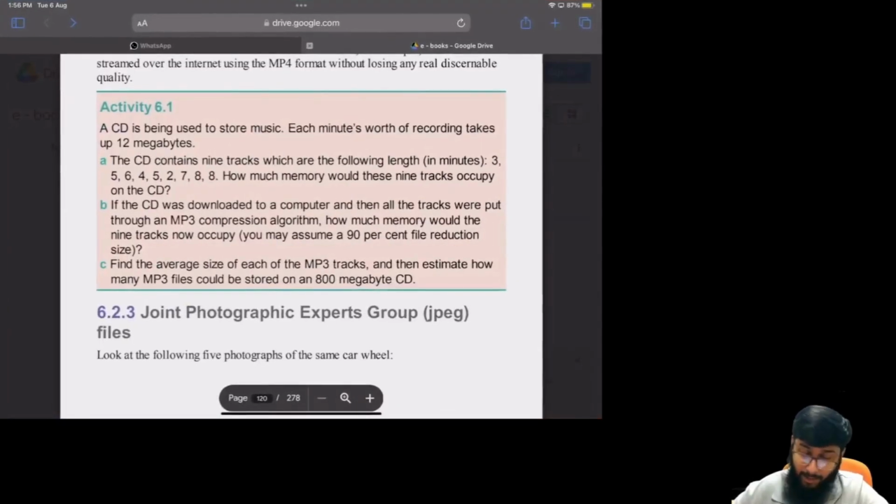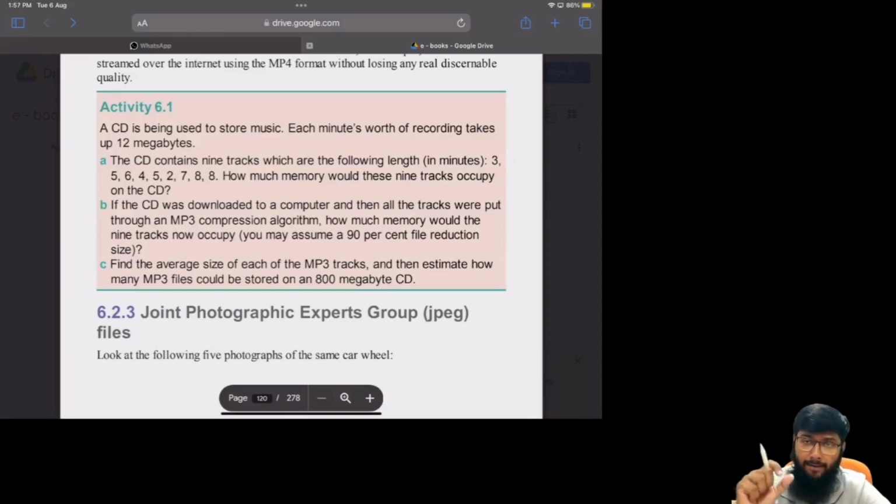Now, part A says the CD contains 9 tracks which are the following length in minutes: 3, 5, 6, 4, 5, 2, 7, 8 and 8. How much memory would these 9 tracks occupy on the CD? If 1 minute is taking up 12 megabytes, then 3 minutes will be taking 3 into 12, obviously. And we need to take a total.